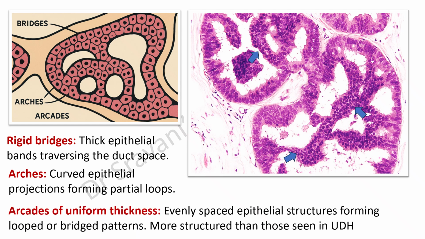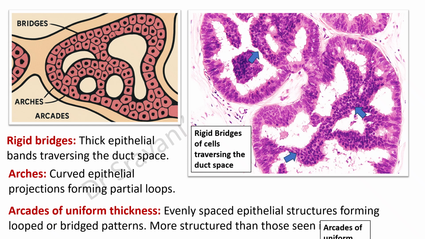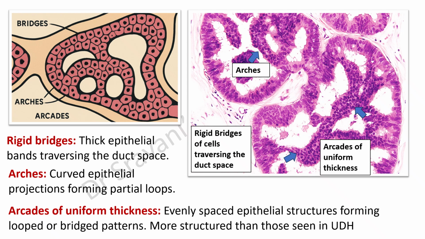They are evenly spaced epithelial structures forming looped or bridging patterns, more structured than those seen in UDH. So here we can see rigid bridges of cells traversing the duct space, and these are the arcades of uniform thickness, and arches are seen.